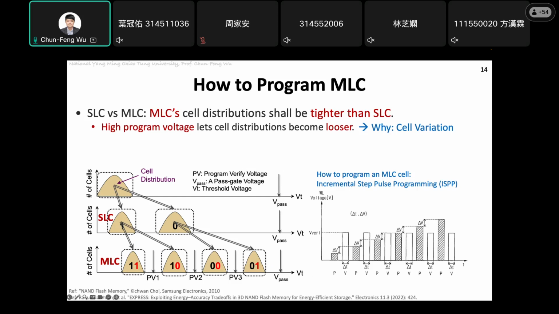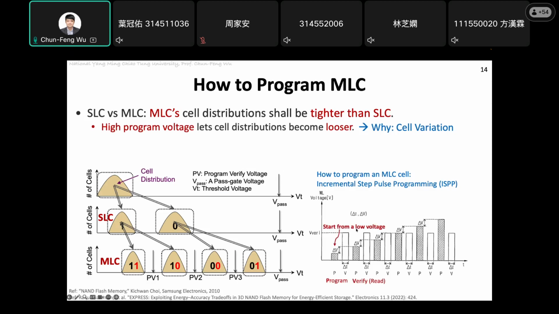Are those cells reach a good level of electrons inside their band gap. So we will do this kind of verify every time. This is the reason why MLC takes a lot of time when we do the programming, because each time we do the program, we need to check it. Do the program, we need to check it. Okay, so this is the case.